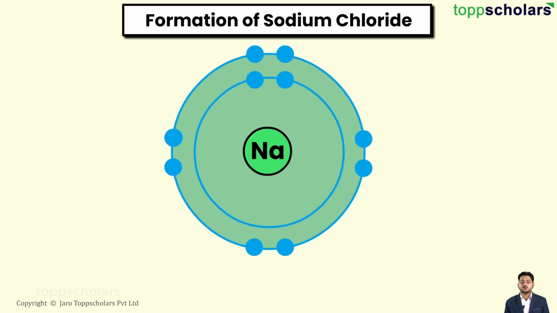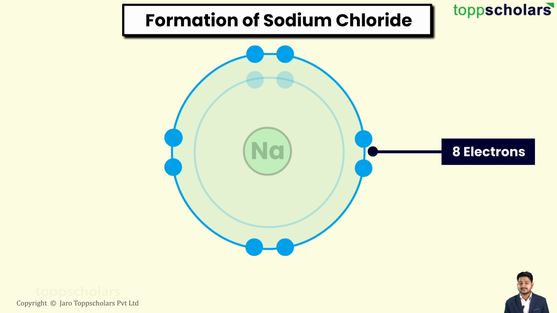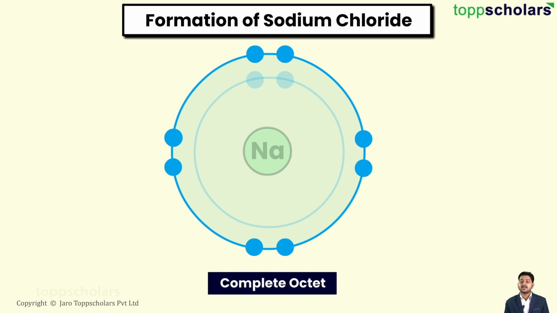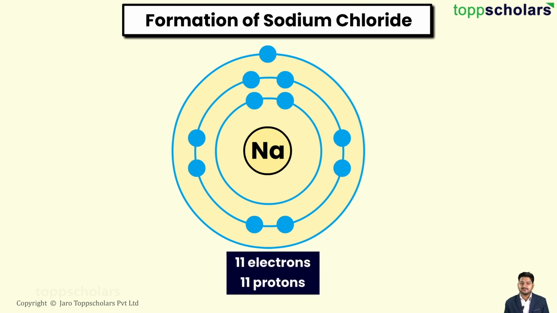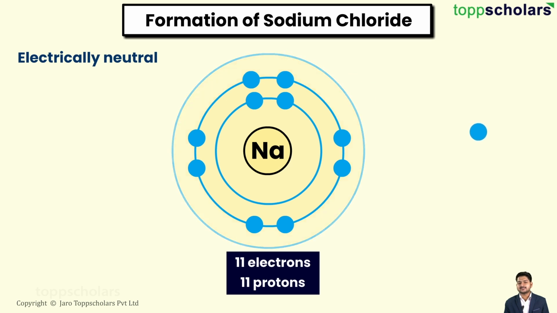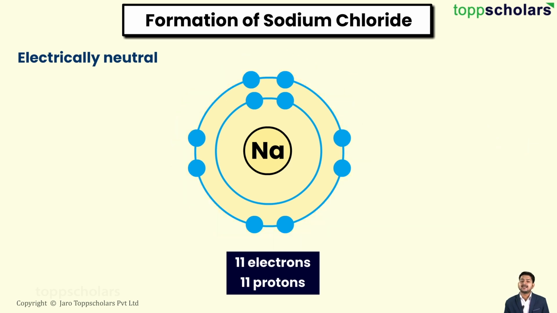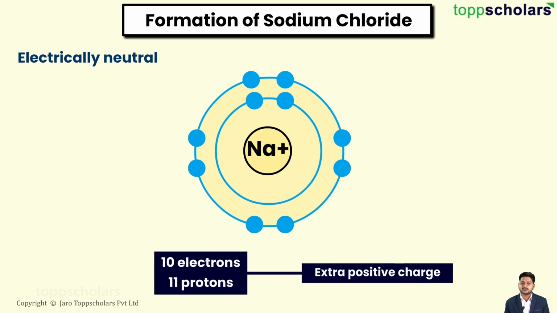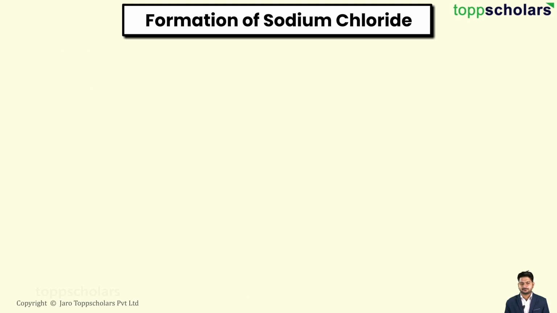Now, its outermost shell is the second shell with 8 electrons, that is, a complete octet. Initially, sodium had 11 electrons and 11 protons. So, as a whole, the sodium atom was electrically neutral. But on donating one valence electron, sodium now has 10 electrons and 11 protons. That is one extra positive charge. This positive charge is acquired by sodium, and it gets converted into a sodium cation.